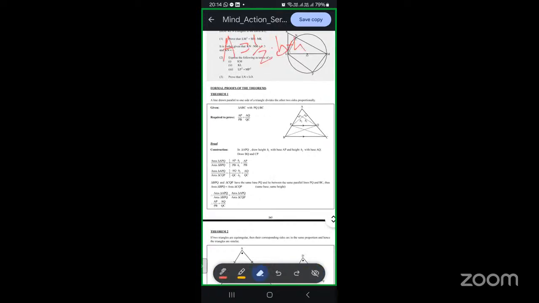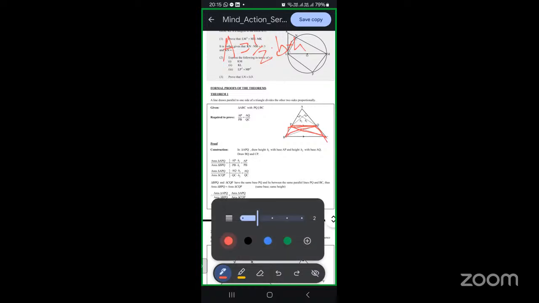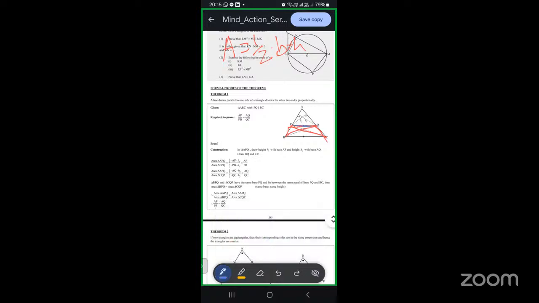Now, we come to triangle BPQ and triangle CQP. Which triangles are those? BPQ is this triangle and CPQ is this triangle. Those triangles have got the same base that I'm going to highlight with the blue color there. That's the base for the two triangles.